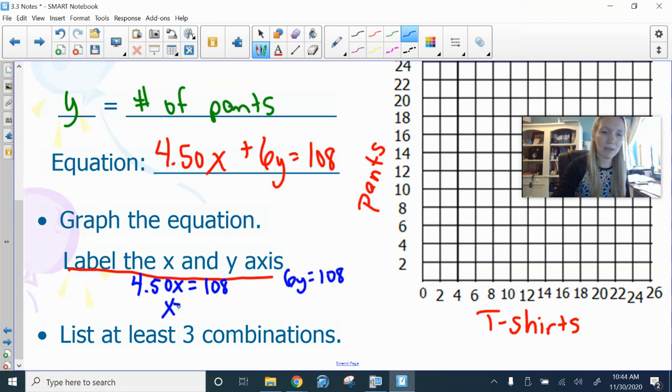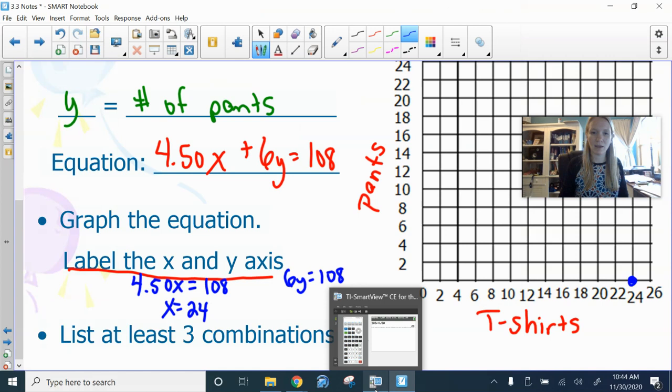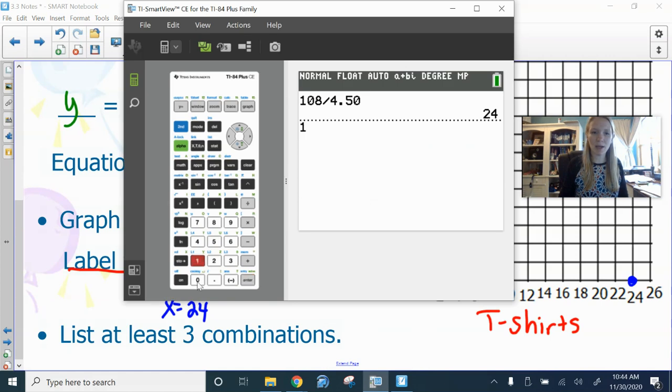So my x-intercept is going to be 24. So if I only wanted shirts, I would buy 24 shirts and that would be it. If I wanted to get my y value.